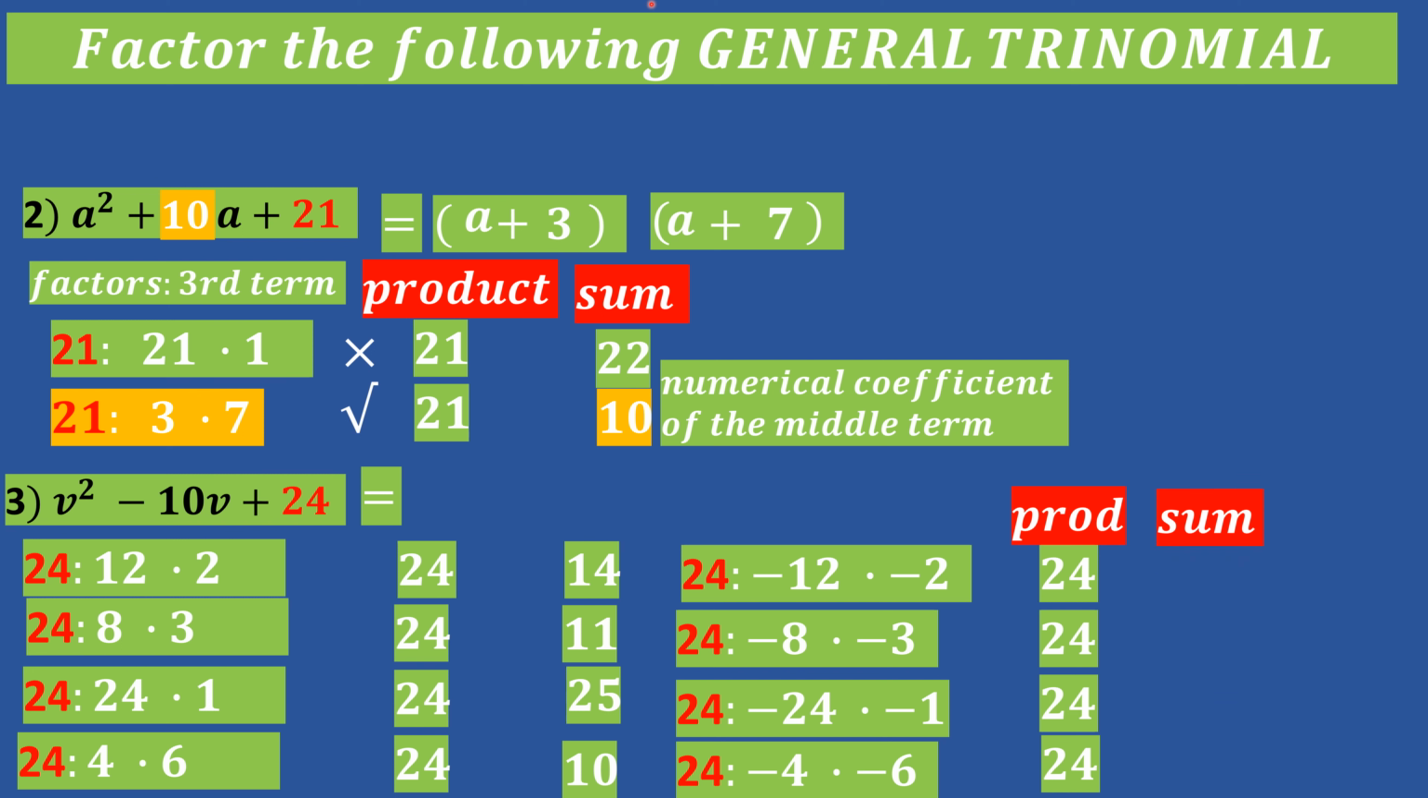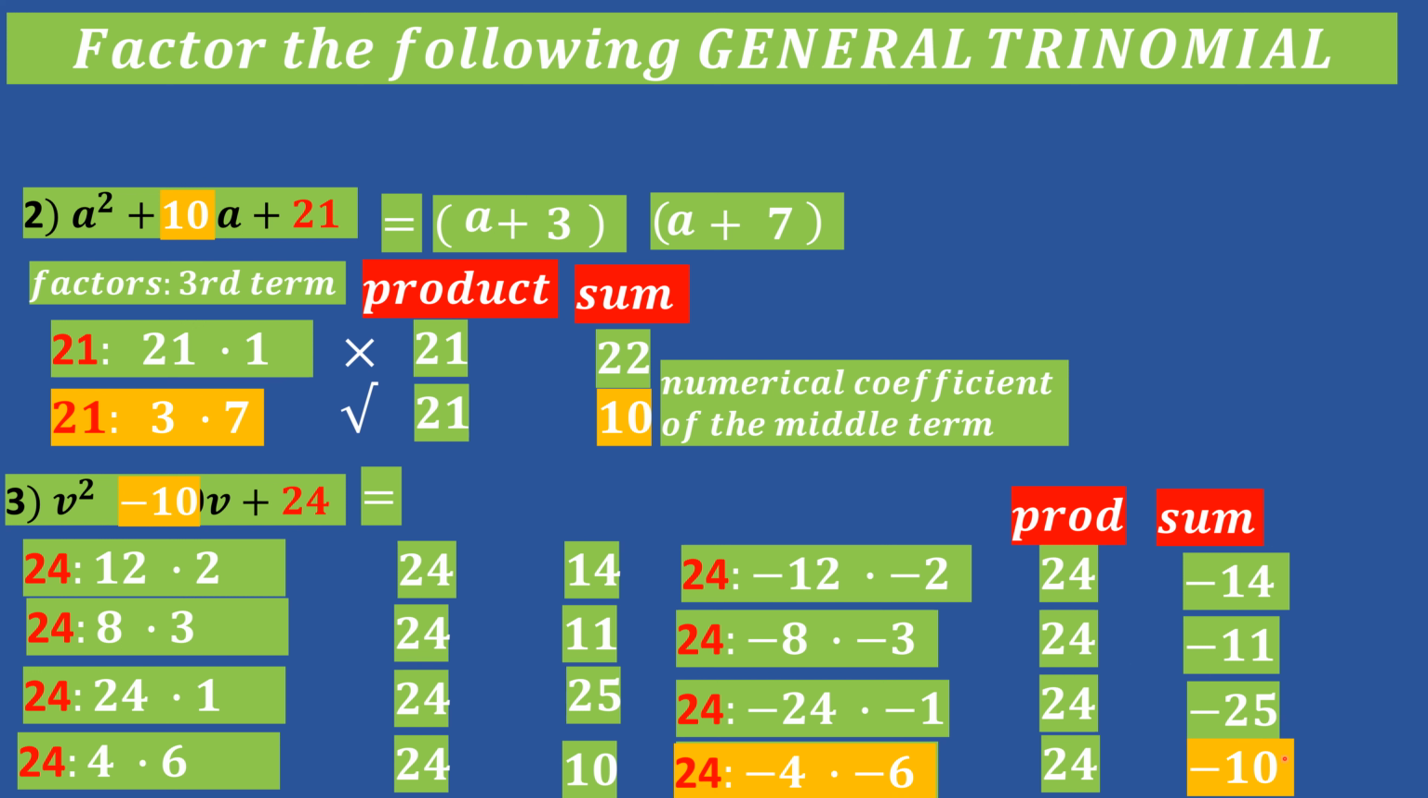But let us try getting their sum. The sum of negative 12 plus negative 2, remember, we are adding similar signs, so their sum will be negative also. That will be negative 14. Negative 8 plus negative 3 is negative 11. Negative 24 plus negative 1 is negative 25. Negative 4 plus negative 6 is negative 10. And so far, here it is. Our middle term numerical coefficient is negative 10.